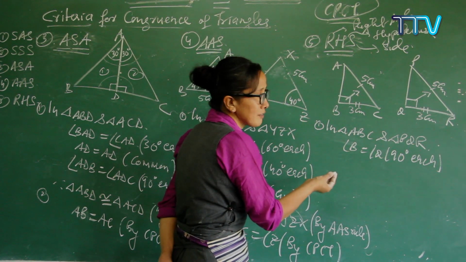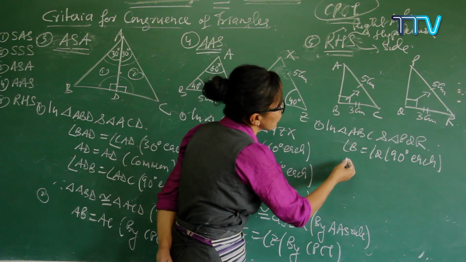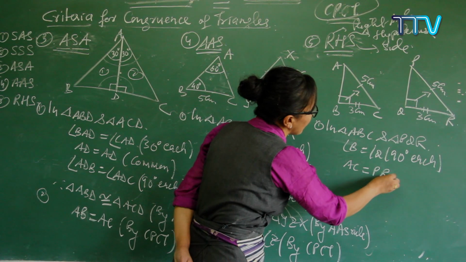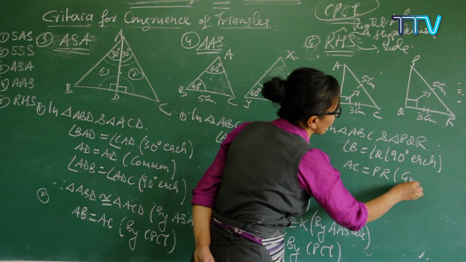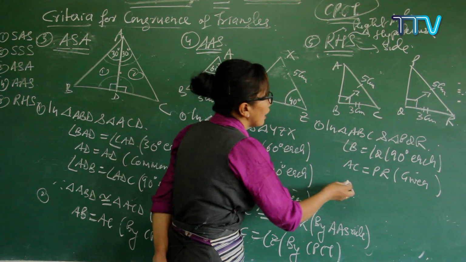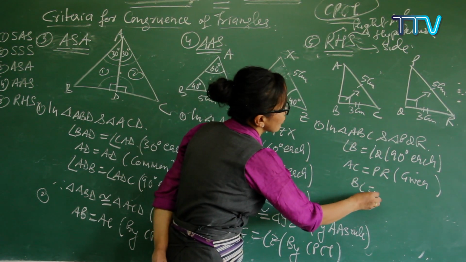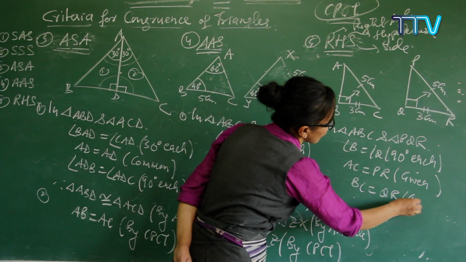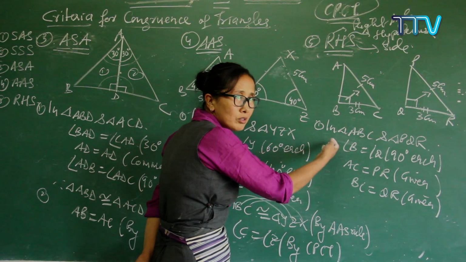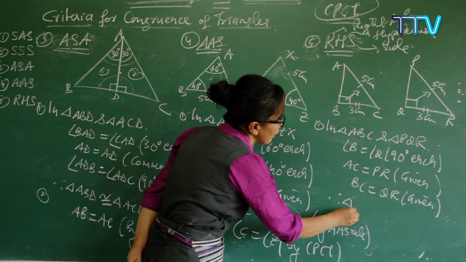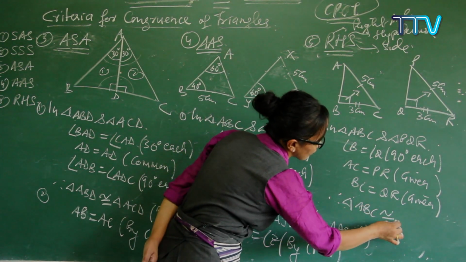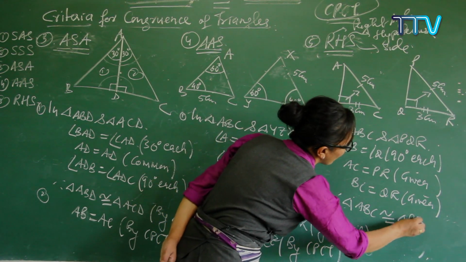And the next one, what else is given here? Hypotenuse. Which one is the hypotenuse? So AC. AC is exactly equal to PR. That is given, or you can write it down 5 centimeters each. Which one is the third side given? That is BC. BC is also equal to QR. You can write given. So three parts are given. Because of these three parts, two triangles are congruent to each other. Triangle ABC is congruent to triangle PQR.